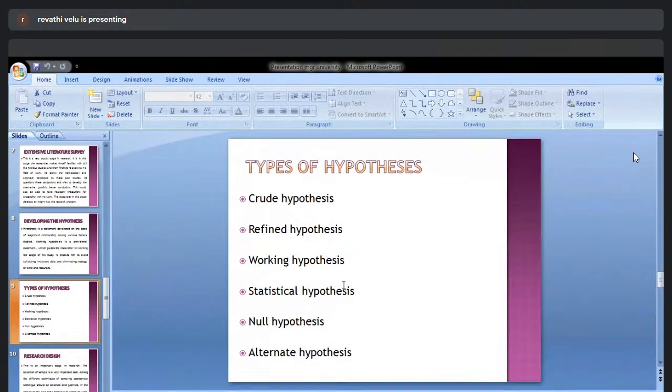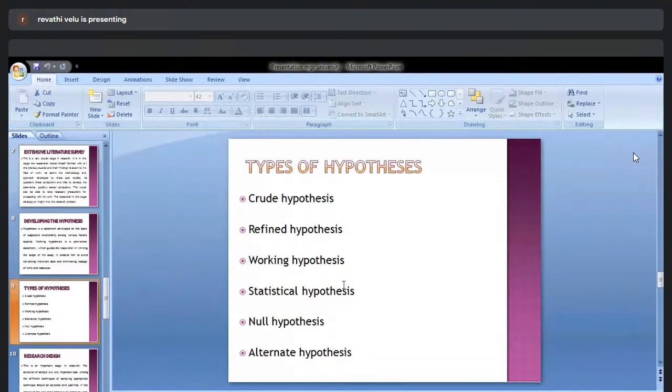But while you are writing a research paper, you will be taking the null hypothesis and alternative hypothesis. The null hypothesis and alternative hypothesis play an important, vital role. The null hypothesis is formulated to ask whether there is a relationship between the various variables related to a problem.